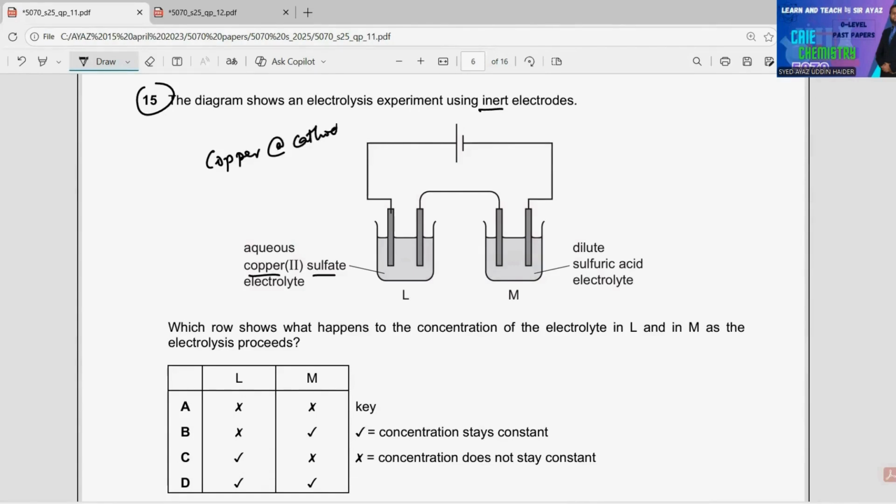and oxygen and water at anode. What about sulfuric acid? In sulfuric acid we'll get hydrogen at cathode and the same products at anode. So the concentration of both the electrolytes will definitely not stay constant. So we must be having a cross for both L and M in these choices. So A must be the right answer in this case.